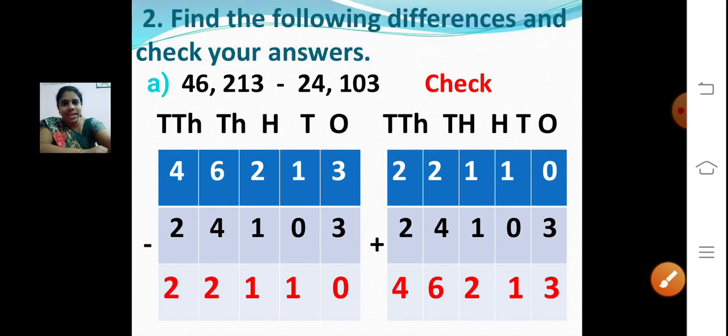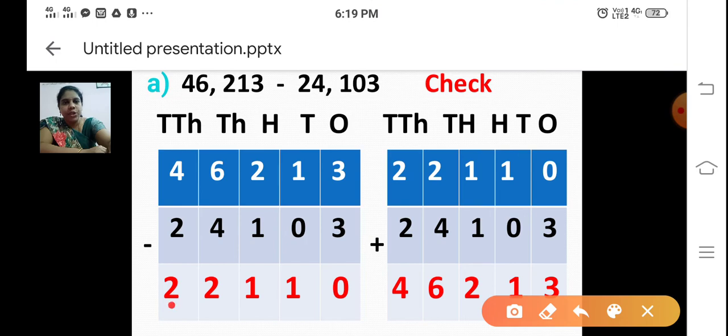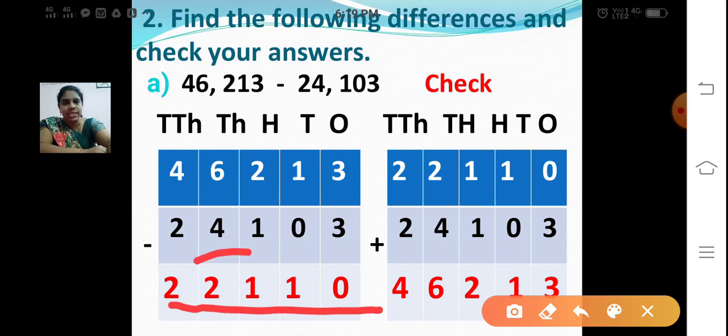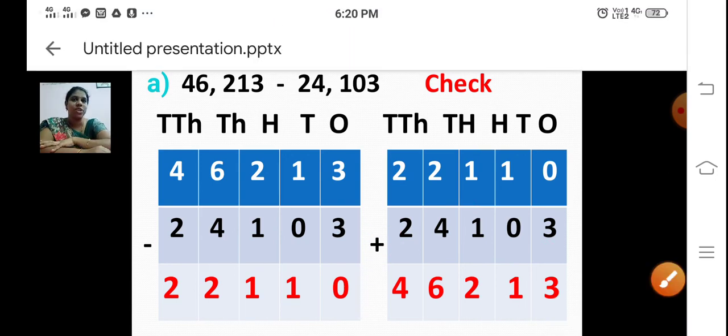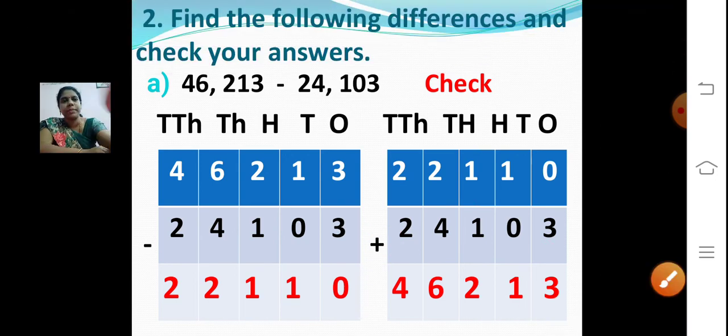We are going to add the difference. This is the difference, right? I'm going to do addition, adding the difference to the subtrahend. Now let's add these two numbers. 22,110 plus, don't forget to put this plus symbol, 24,103. Let's add these two numbers to check.